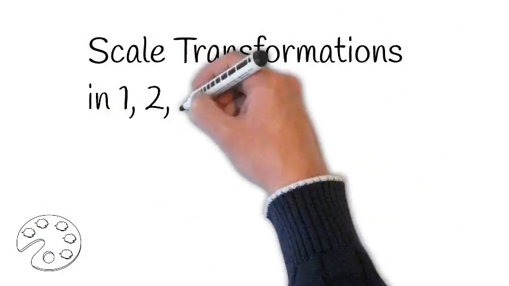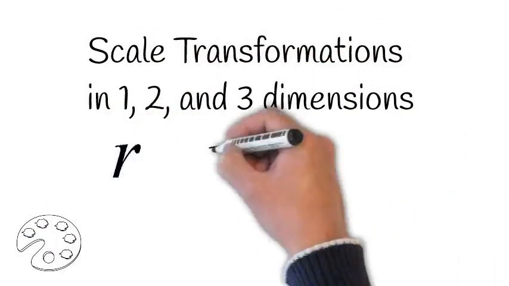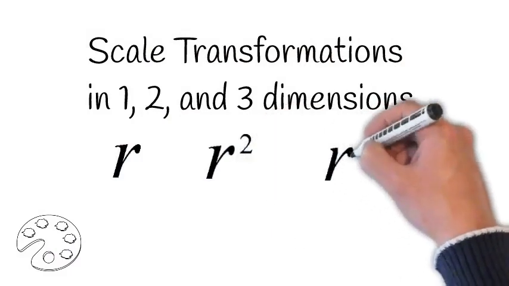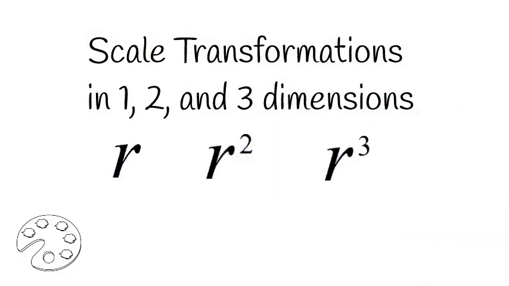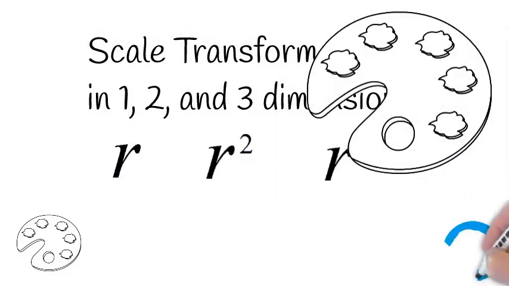We're going to talk about scale transformations in 1, 2, and 3 dimensions, also known as the r squared, r cubed problem. First, we need to make sure you understand what r squared and r cubed represent.